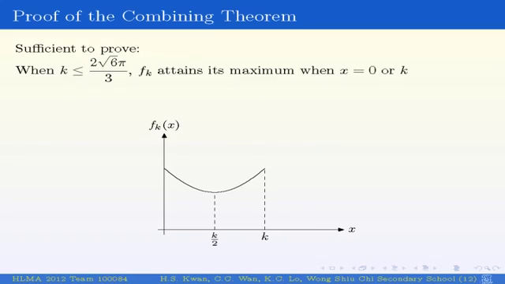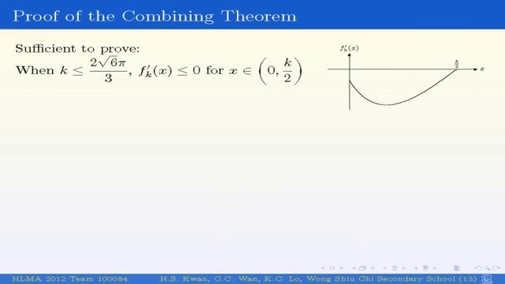And now we will prove the combining theorem. It is sufficient to prove that Fk attains its maximum when x is 0 or k. And by symmetry, we need to prove that Fk dash is negative or equal to 0 when x is below half k. Now, we'll first check some boundary cases.